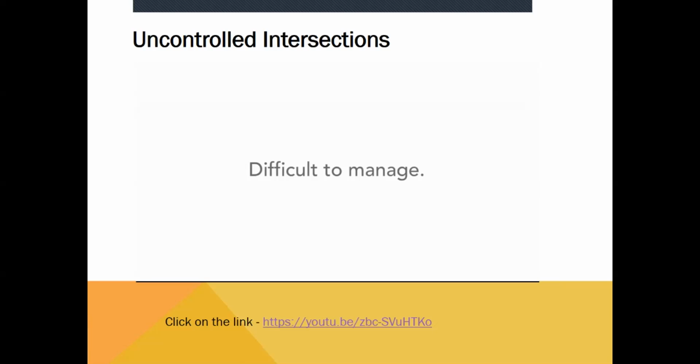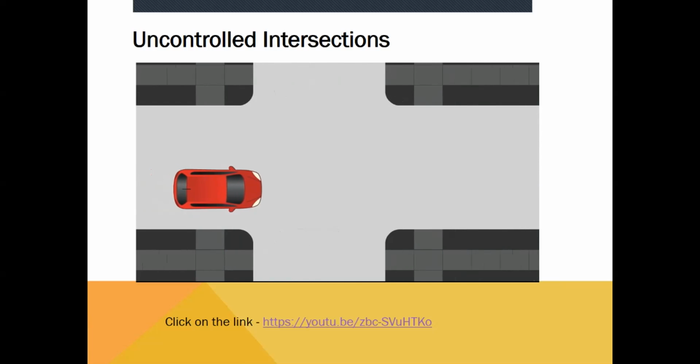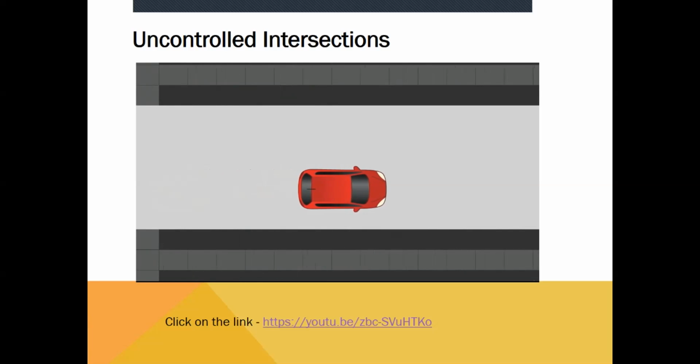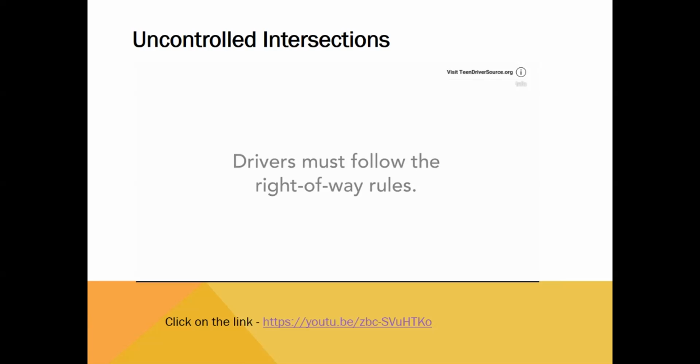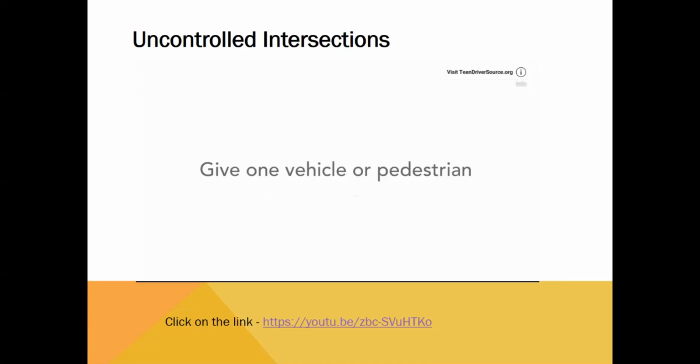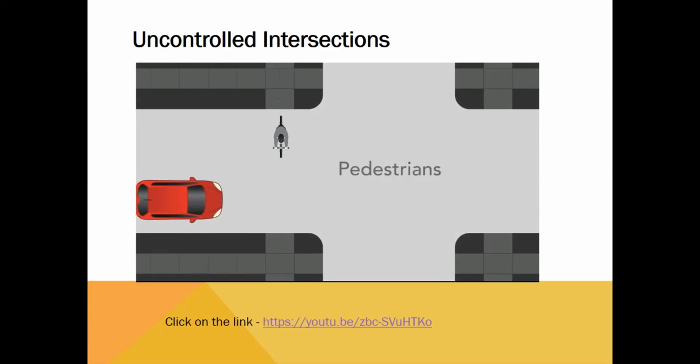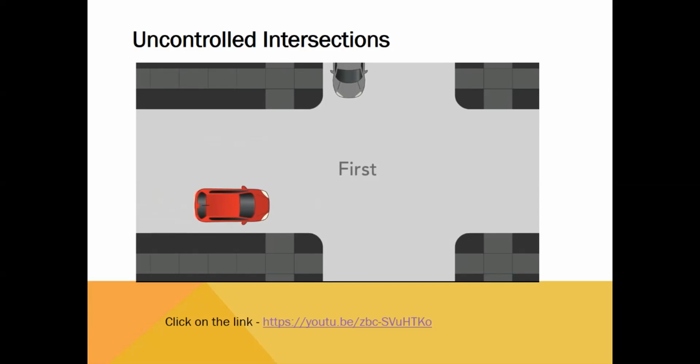Uncontrolled intersections are difficult for teen drivers to manage because they have no stop signs or traffic lights. Teens may drive right through these intersections without paying much attention because there are no signs or traffic lights to guide them. Since there are no traffic lights or stop signs, drivers must follow the right-of-way rules of the road. These rules give one vehicle or pedestrian the privilege to pass through traffic before other road users. We'll go over some of the general right-of-way rules here. However, consult your state's driving manual to see what applies to your state. Pedestrians have the right-of-way at intersections. In general, the vehicle that arrives first at an uncontrolled intersection has the right-of-way.